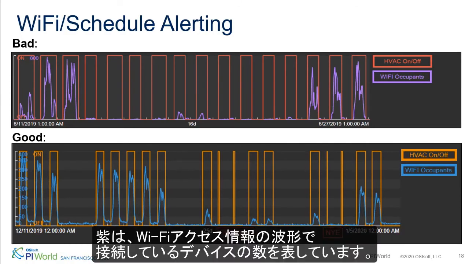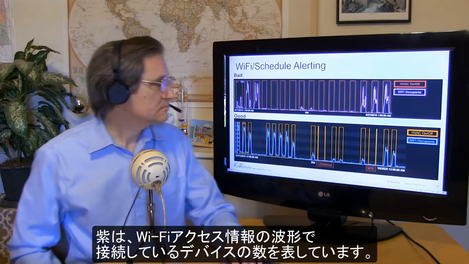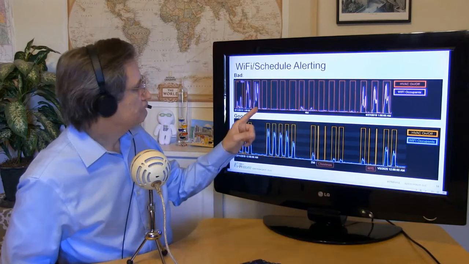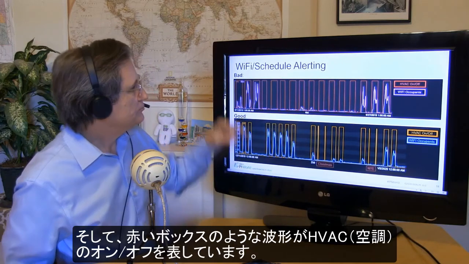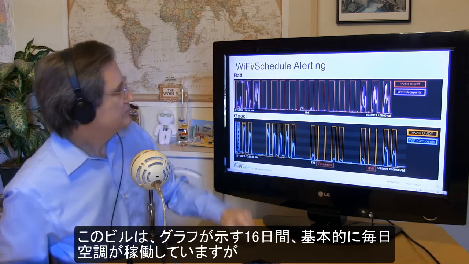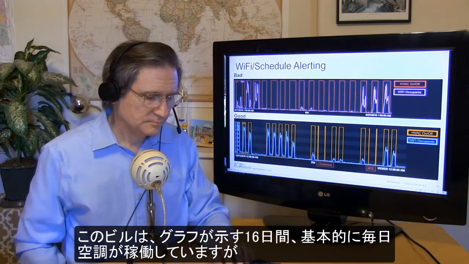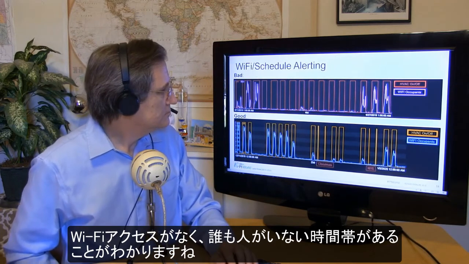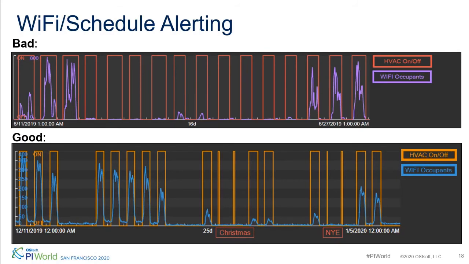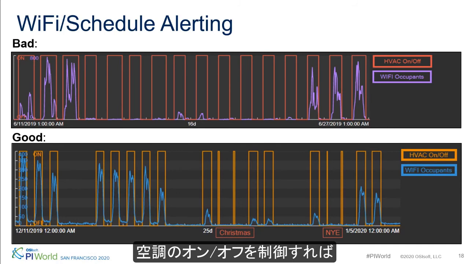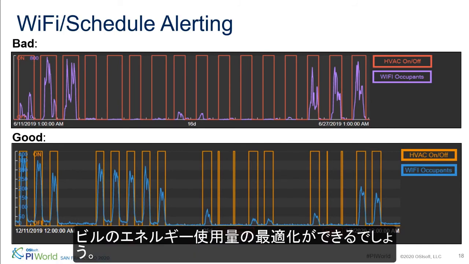So the purple is the graph of the occupancy based on the Wi-Fi count. This is just the number of connected devices. And then you see the HVAC, that's the little square red boxes. So this is 16 days. So you can see basically every day is on at this building. But what you can see is that there's periods where there's virtually no one there. So once we had this data, we could turn things down or off, and so that's the good.